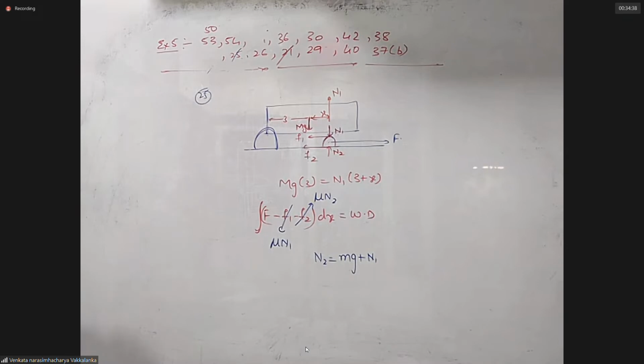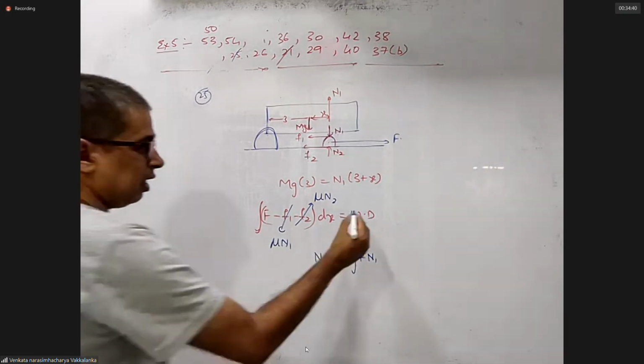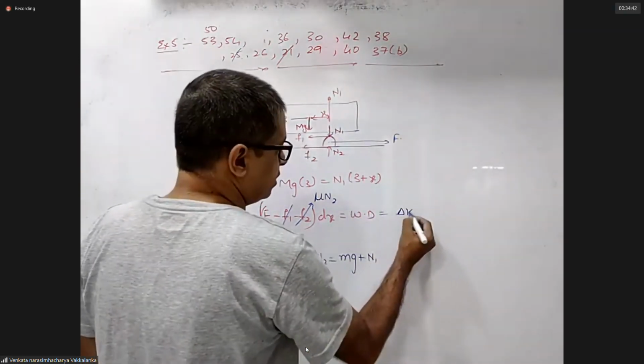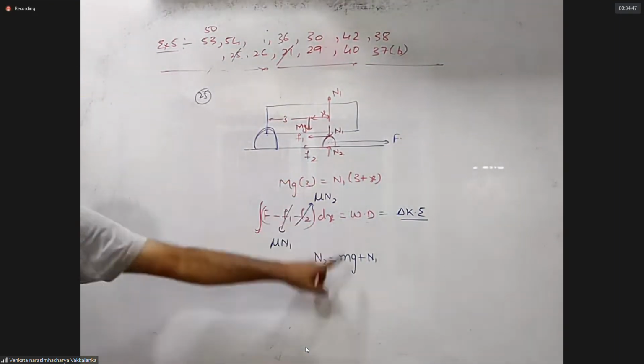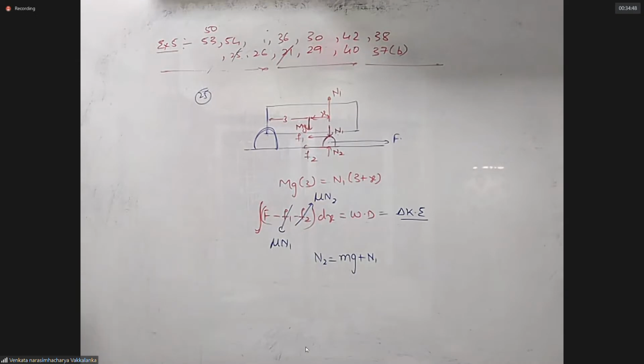That's it. Change in kinetic energy. Calculate this work done, you will get change in kinetic energy. First equation, second equation, and third equation. Should not be difficult after this. The free body diagram is the main catch in this.